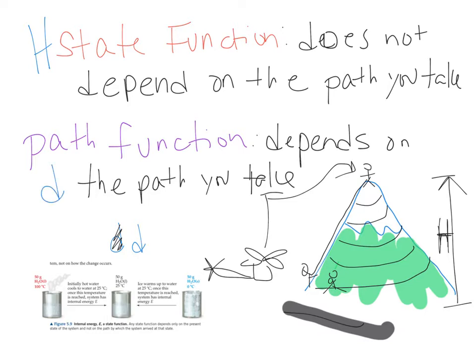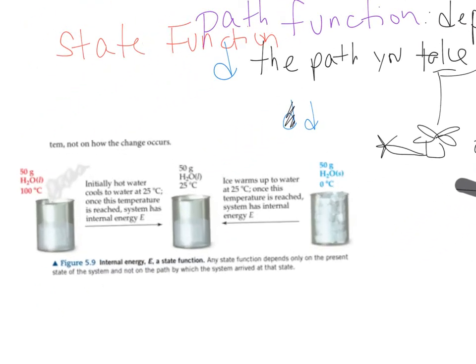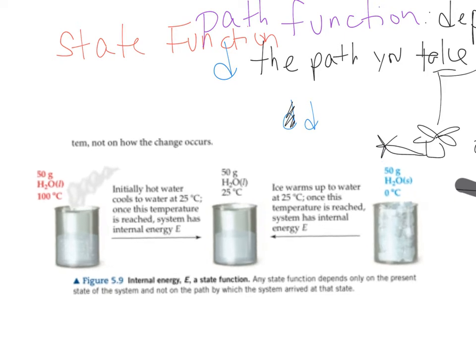Let's look at an example for chemistry, not mountains. So we'll take this out of the way, and we'll make this picture bigger. Internal energy is a state function. We're going to write it as a big E. When we talk about the change in internal energy, we're going to use our triangle for change, our delta, and big E. Because the internal energy of a system does not depend on what you do to get there.